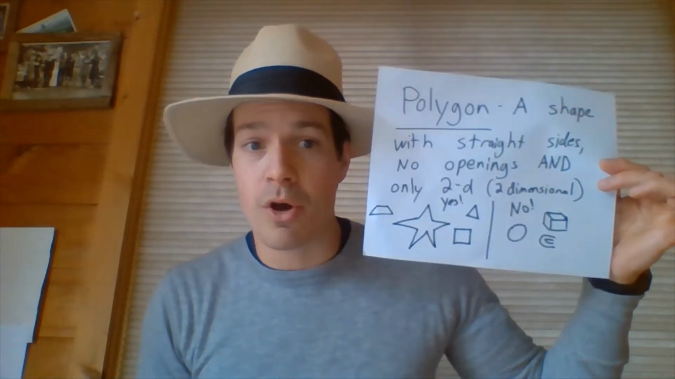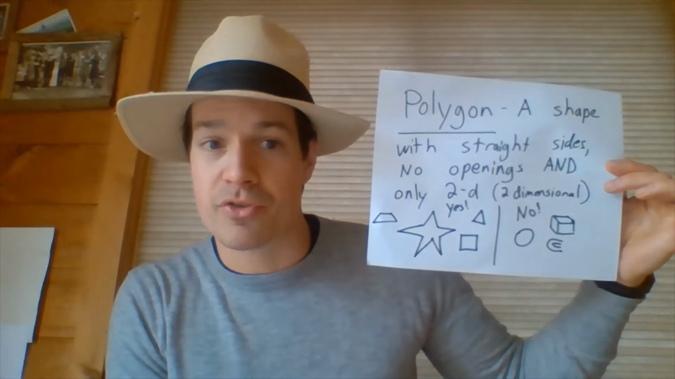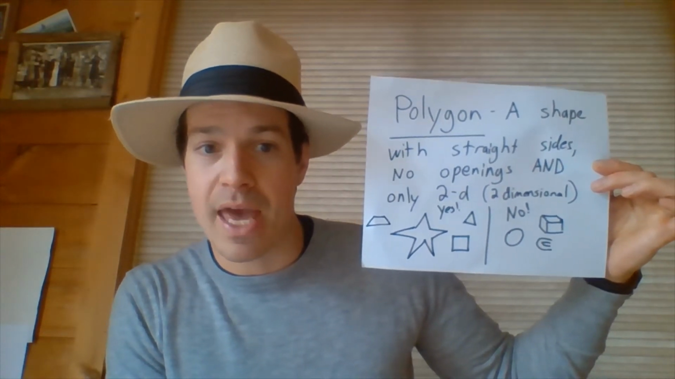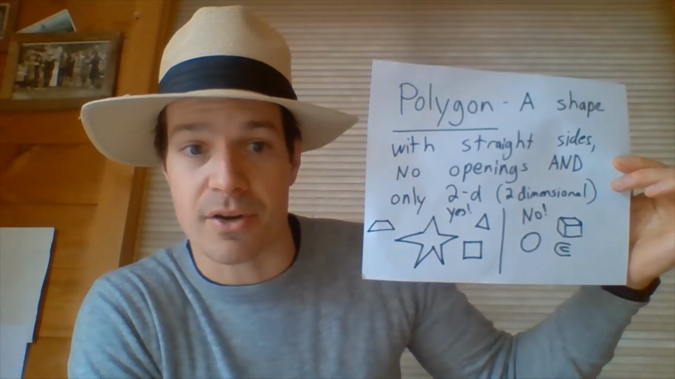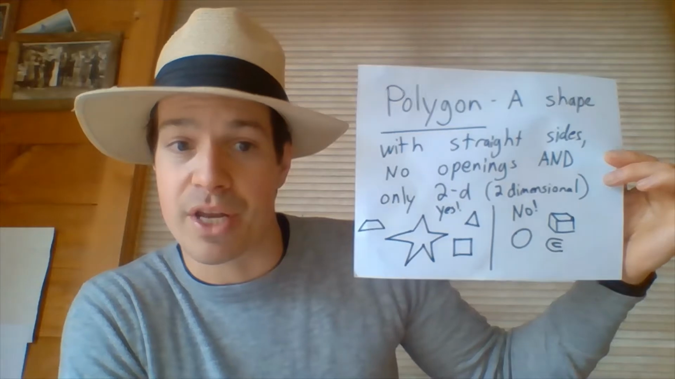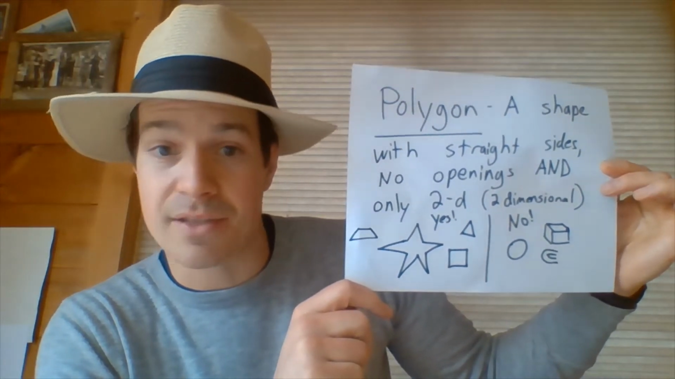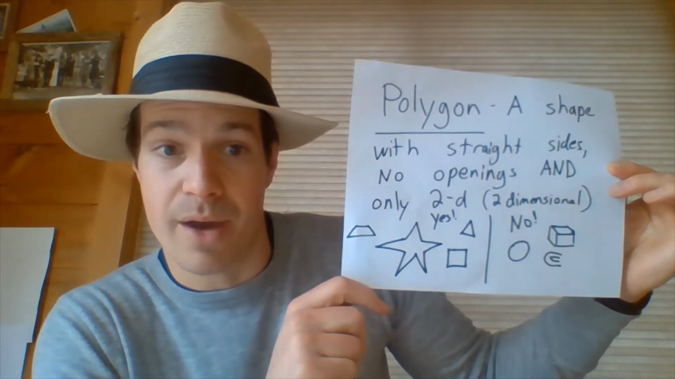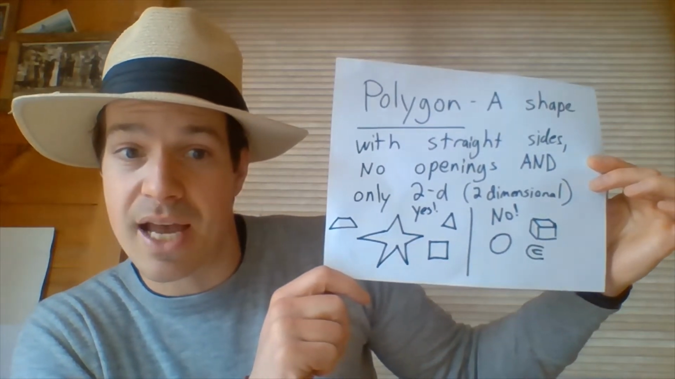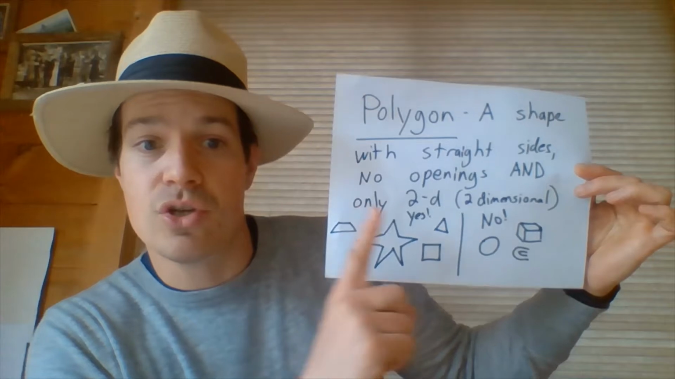Polygons. So a polygon is a shape with straight sides, no openings, and it's only 2-dimensional. If you've been in any of my Zoom lessons, you've seen this already, but it's the same information. Just put it here. You can pause the video if you ever want to write these definitions down. These lessons, you just kind of need to know the words. There's no other way around it. Again, a polygon is straight sides, no openings, and is 2-dimensional.